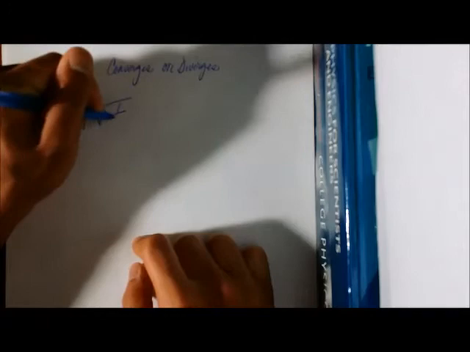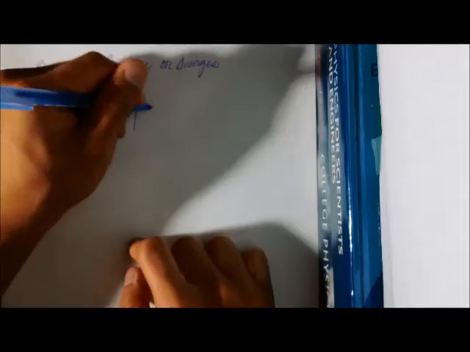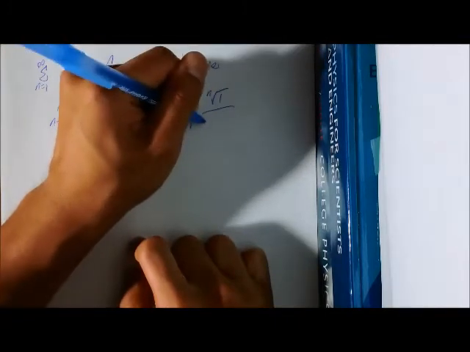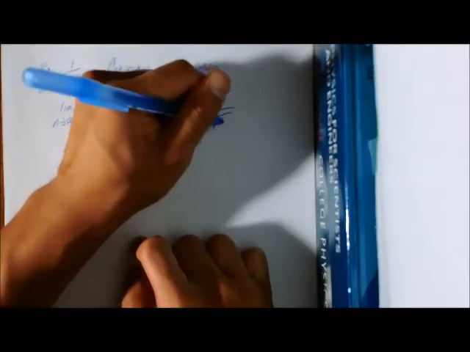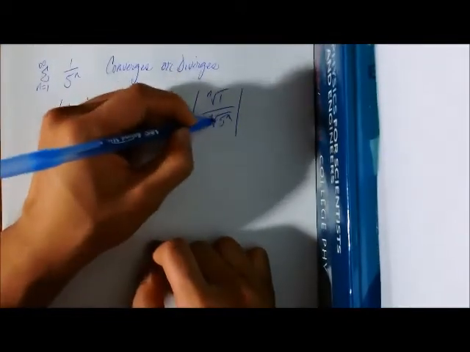For this problem, we have the nth root of 1 over 5 raised to the n, which simplifies to the limit as n goes to infinity of the absolute value of the nth root of 1 over the nth root of 5 raised to the n. The nth root and the n as an exponent cancel, as radical 2 squared would cancel.